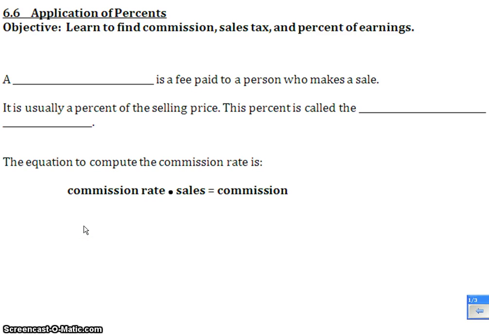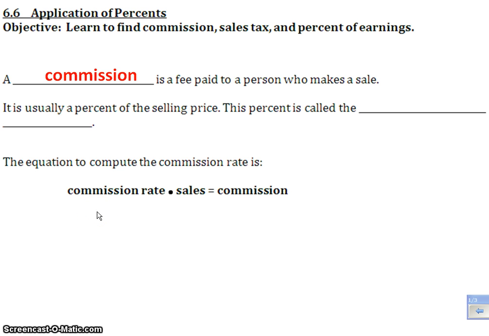Chapter 6, Section 6, Applications of Percents. The objective: learn how to find commission, sales tax, and percent of earnings. A commission is a fee paid to a person who makes a sale.